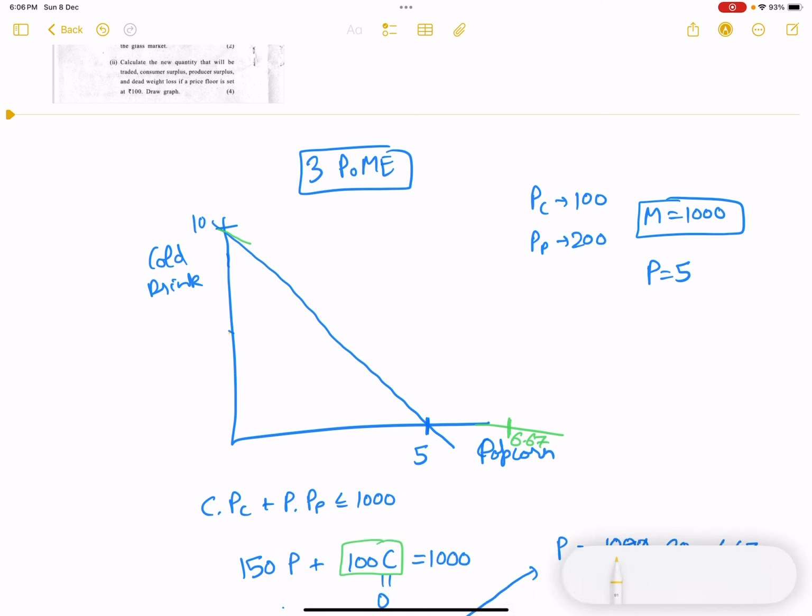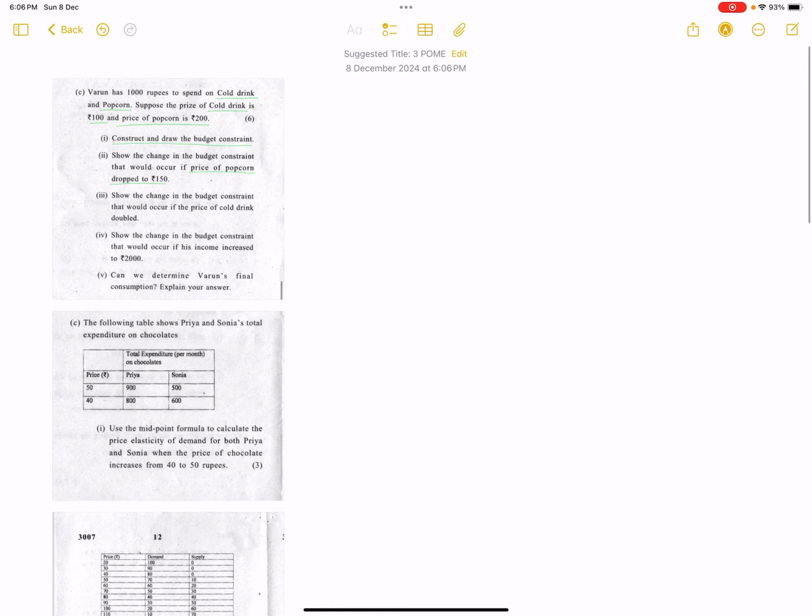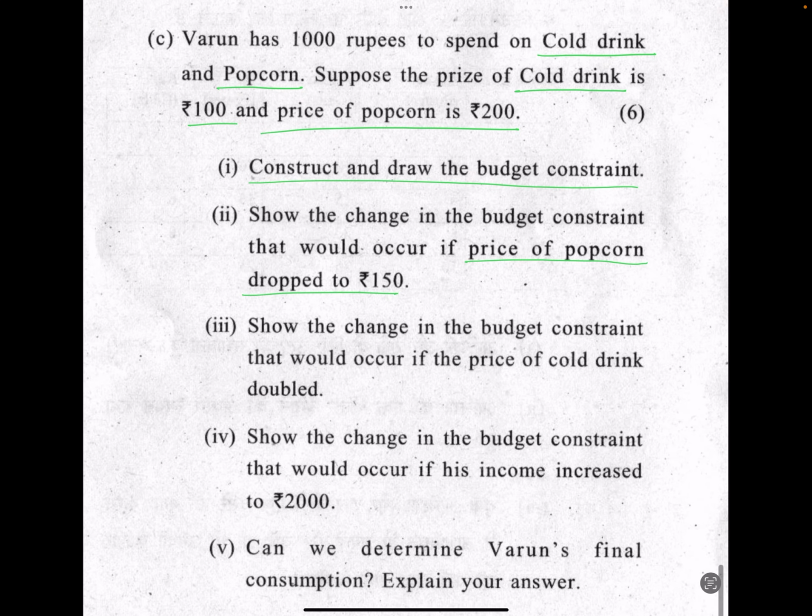I'm drawing with the yellow curve. The consumption of cold drink would be 5. Maximum possible consumption of cold drink would be 5 in this case. Okay. Show the change in the budget constraint that would occur if his income increased by 2000.